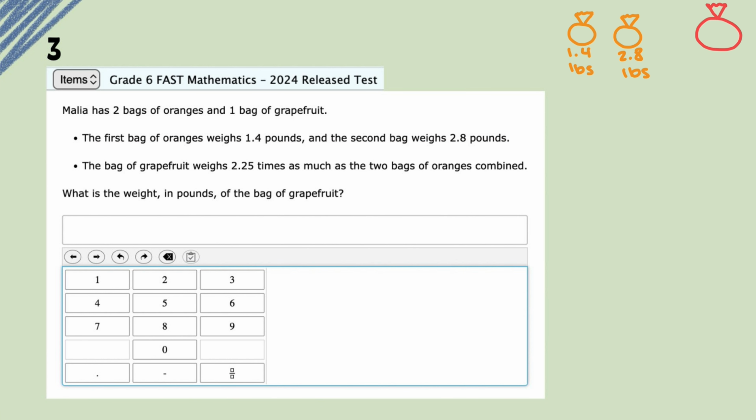Okay, now let's keep going because we're drawing our picture and our picture is not done yet. It says the bag of grapefruit weighs 2.25 times as much as the 2 bags of oranges combined. It's a lot going on here. Don't let these words scare you. Combine means add, and times means multiply. The bag of grapefruit weighs 2.25 times the oranges combined, so we're just going to say oranges. We want to know this. How much does the grapefruit weigh?